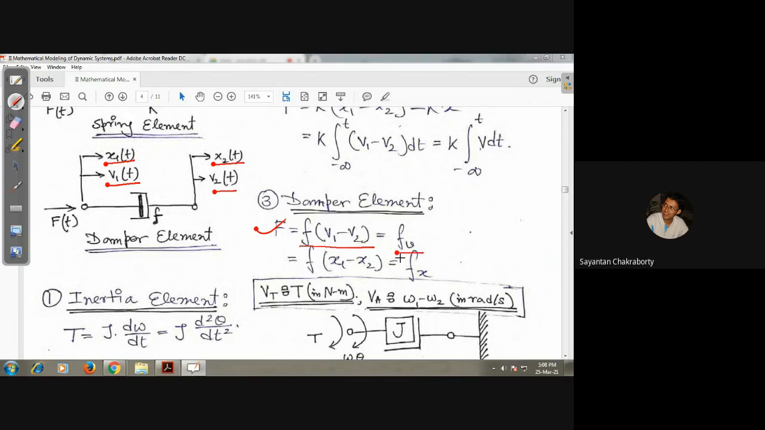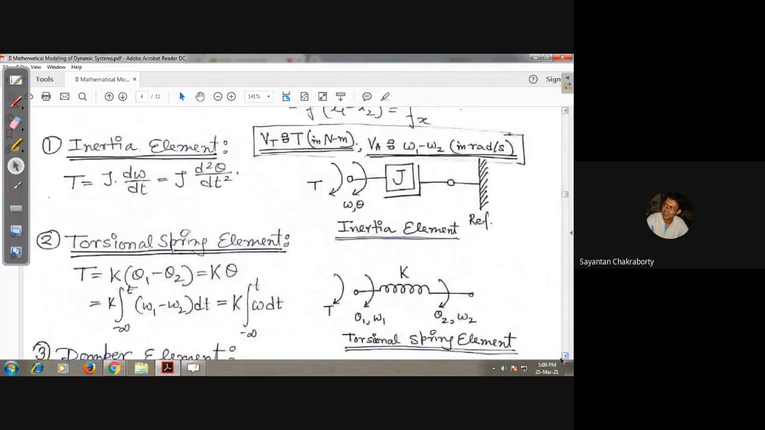Right? In some cases, we find the damper force represented in terms of x1 and x2. But in all our studies, since we are considering viscous fluid, we shall consider this notation. That is, the repulsive force produced by a damper is proportional to the relative velocity of the two terminals of a damper. So these are the three basic fundamental building blocks of a translational mechanical system.